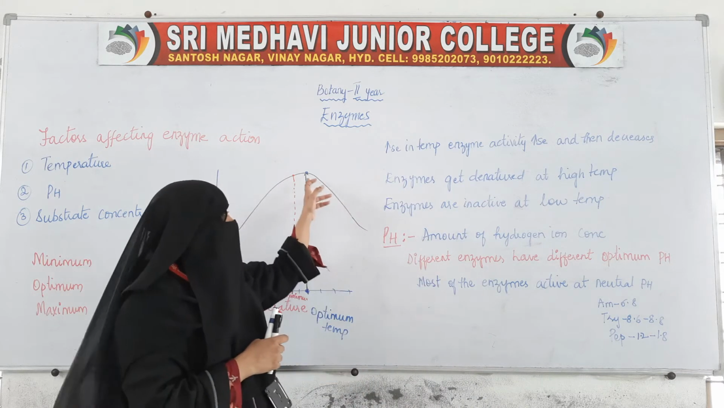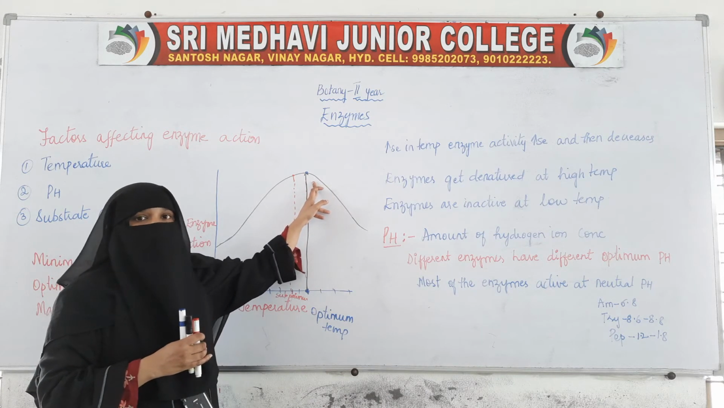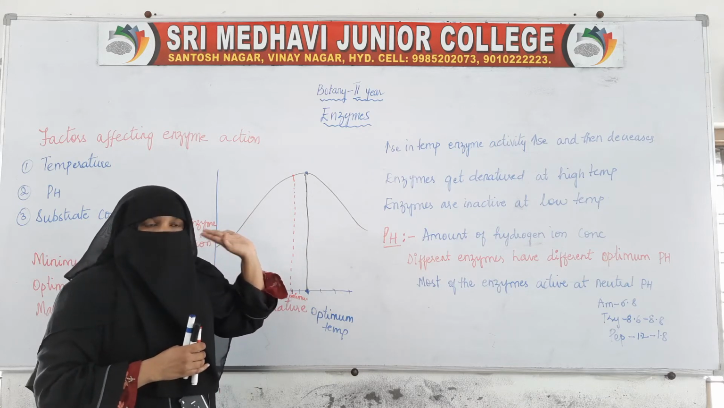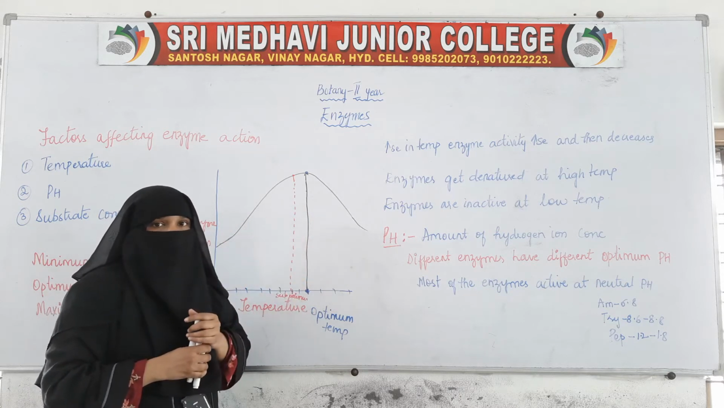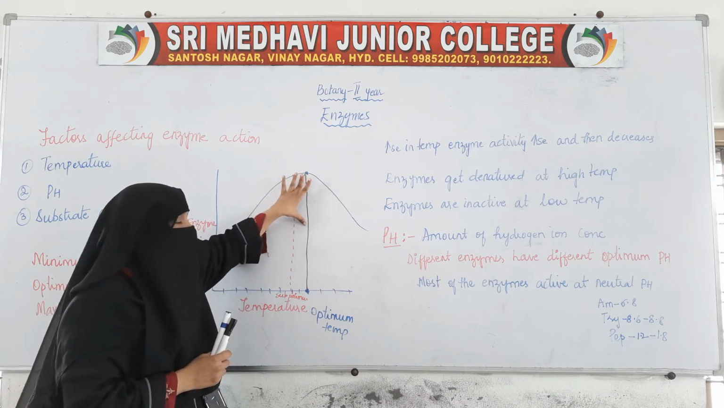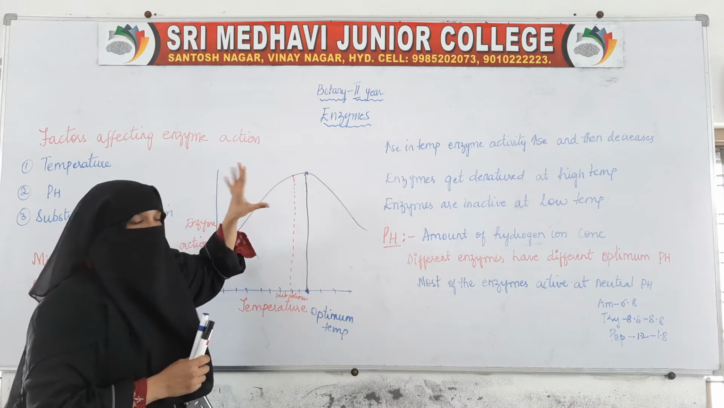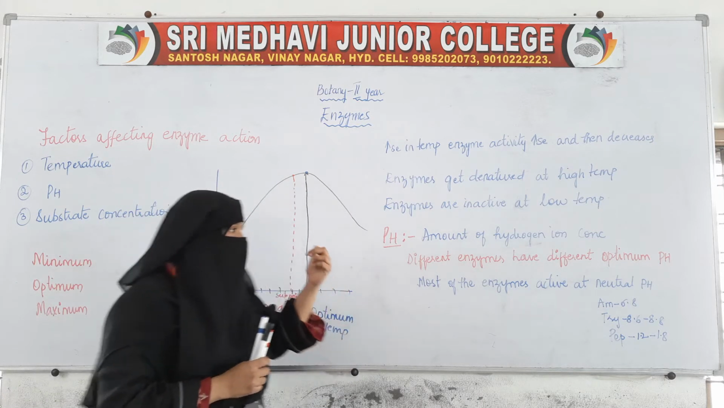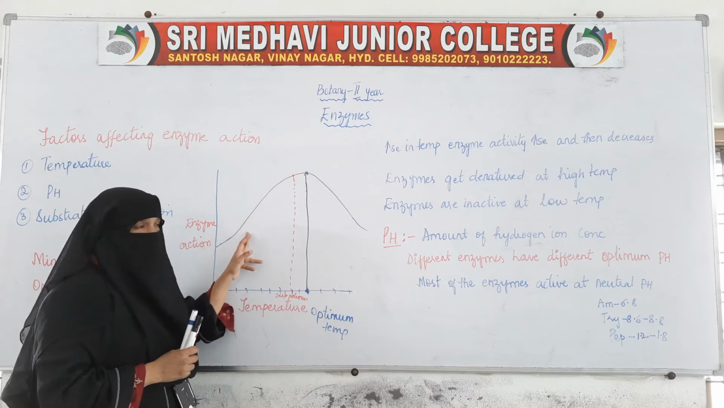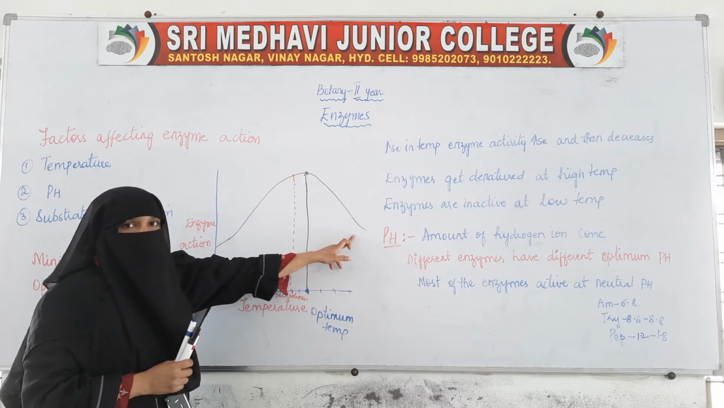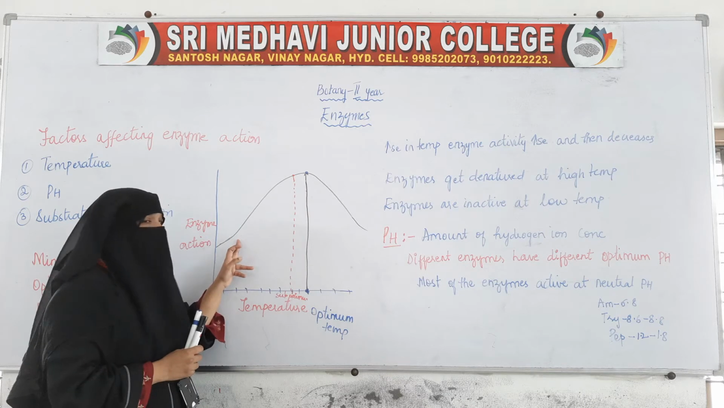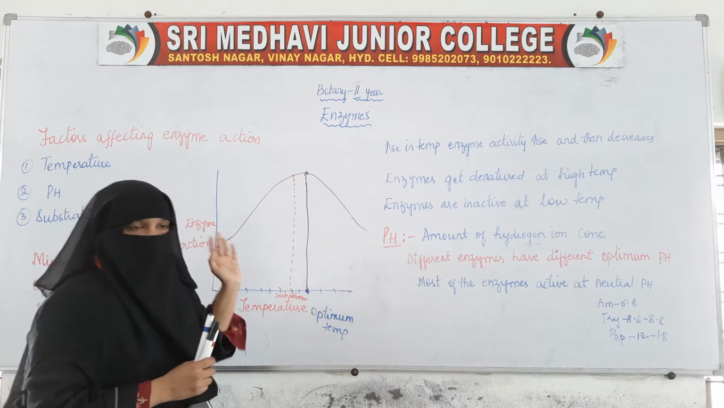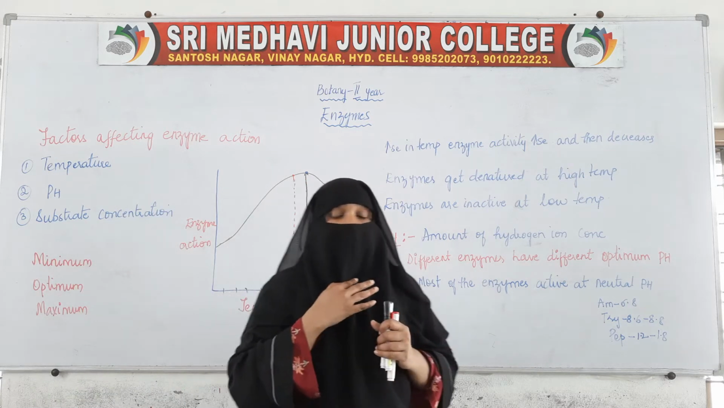But beyond this optimum temperature, as the temperature increases, the rate of enzyme action will be decreasing. So that means near the optimum temperature, the enzymatic activity is maximum, and below the optimum temperature and above the optimum temperature, the enzymatic activity decreases. At the minimum temperature, below which there is no enzymatic activity.